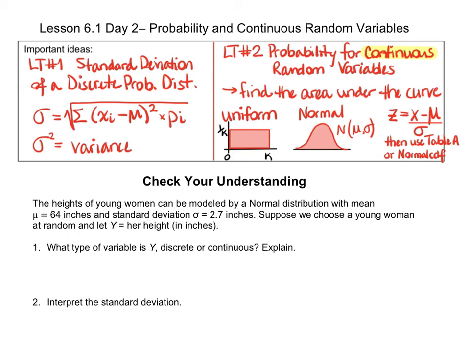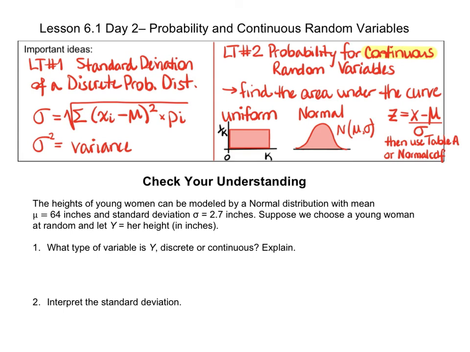Our second learning target was all about probability for continuous random variables, which is something that you will get some practice on in the check your understanding questions. And we know that finding the probability is what we do is we basically find the area under the curve. When we have a uniform distribution, which is a rectangle, then we're just going to multiply length times width. When we've got a normal distribution, which remember is defined by the mean and the standard deviation of the normal curve, then what we're going to do is we're going to find the z-score. We're going to sketch and shade, find the z-score, and then find the appropriate probability either using table A or using normal CDF.